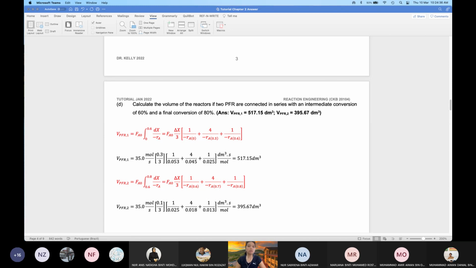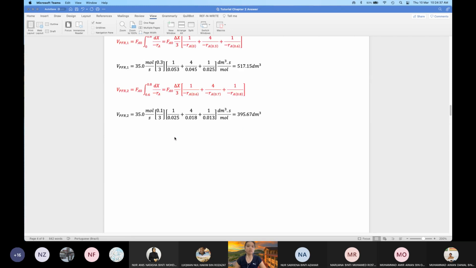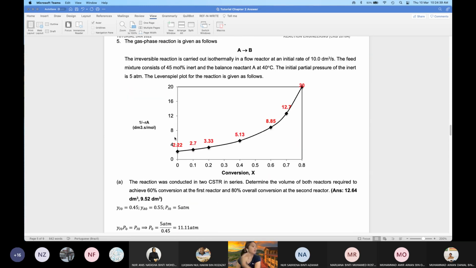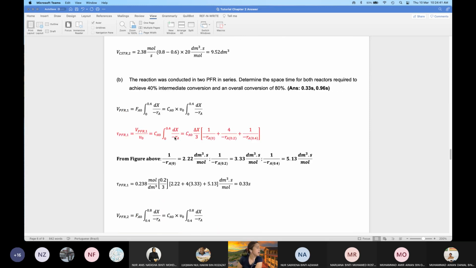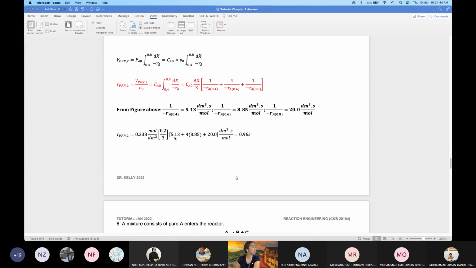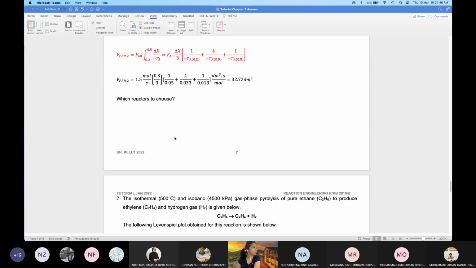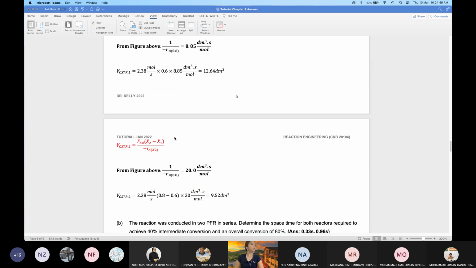Okay, alright. So we continue with the next question. We go to question number 5. For answer number 5, we come back to the question with the Levenspiel plot. Let me just look at question 6. Okay, let's go to the question with the Levenspiel plot.